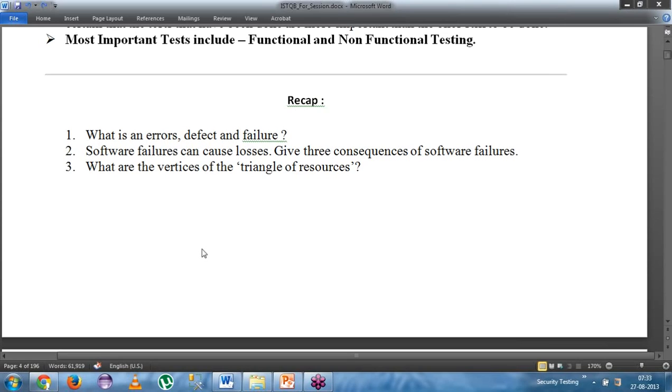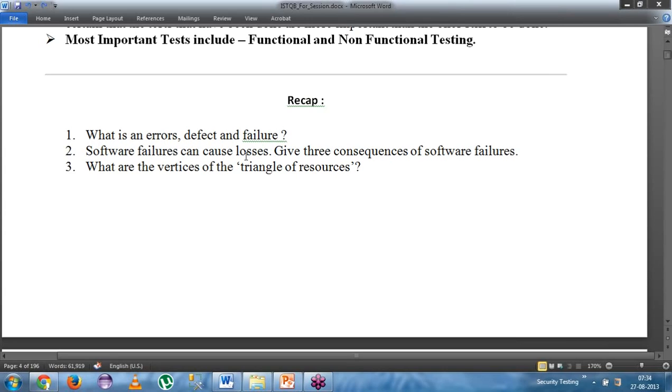Great. So according to the ISTQB glossary, the word bug is synonymous with which of the following words? A bug is nothing but a defect. It's not a fault. It's not an error. Those are two different terms.